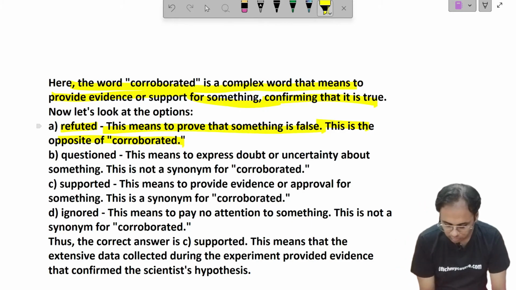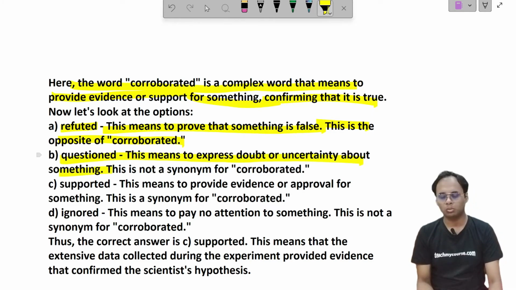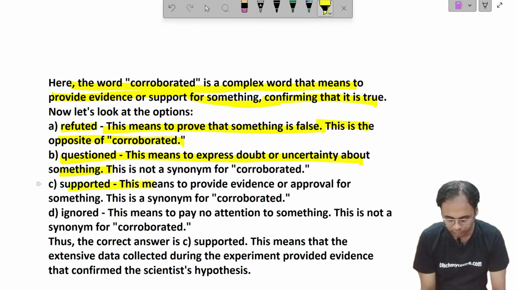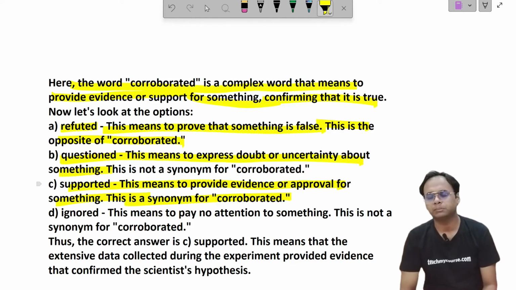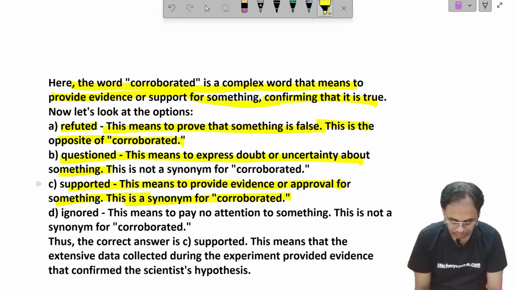Option B is question. This means to express doubt or uncertainty. This is definitely not a synonym for corroborated. Next is supported, which means to provide evidence or approval for something. This is a synonym for corroborated, okay? Because corroborated means to get some support using some evidence.